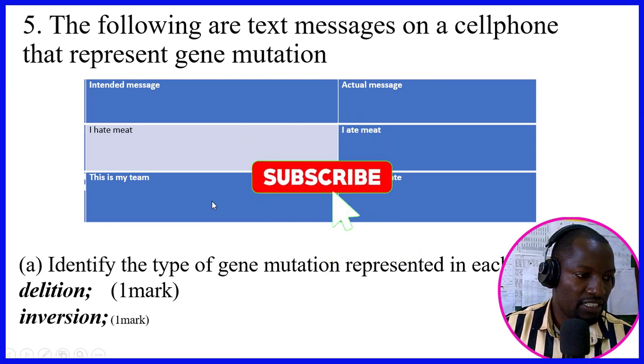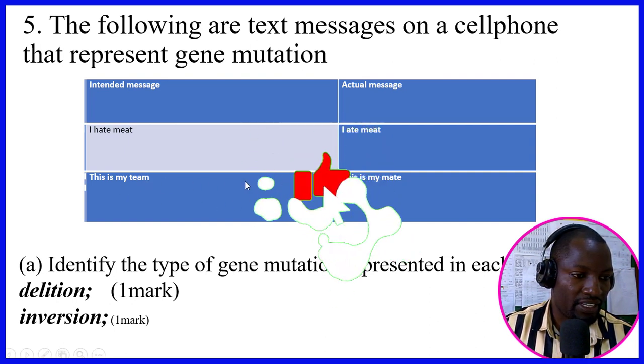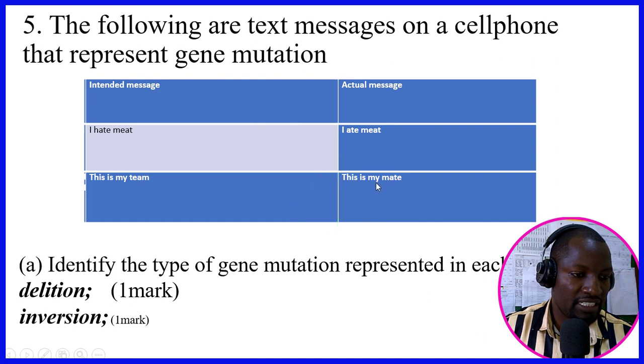The second one is, "This is my team." And the actual message is, "This is my mate." So when you look at the first one, it's missing from the intended message to the actual message. There's an H here which is missing, and therefore that is deletion as far as gene mutation is concerned.